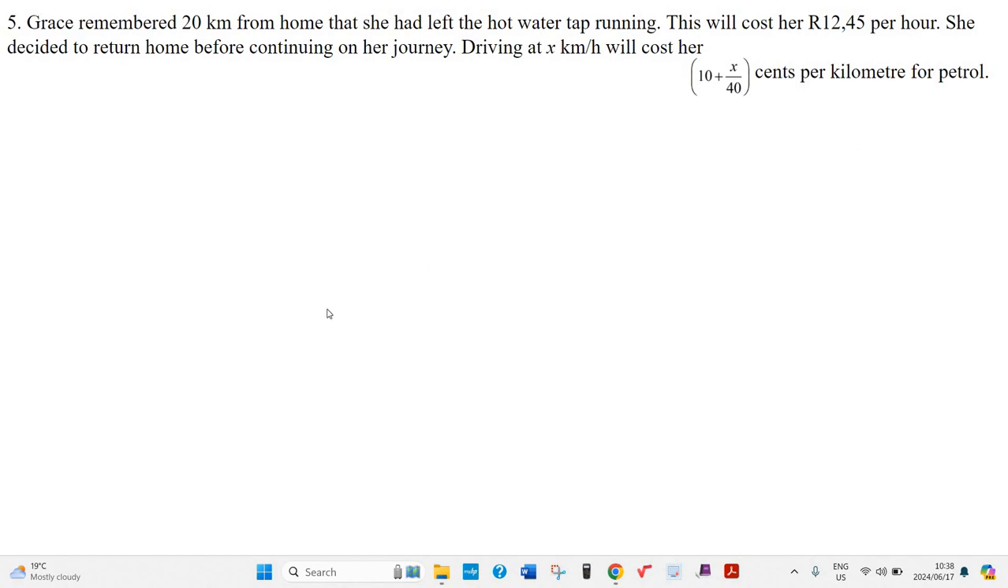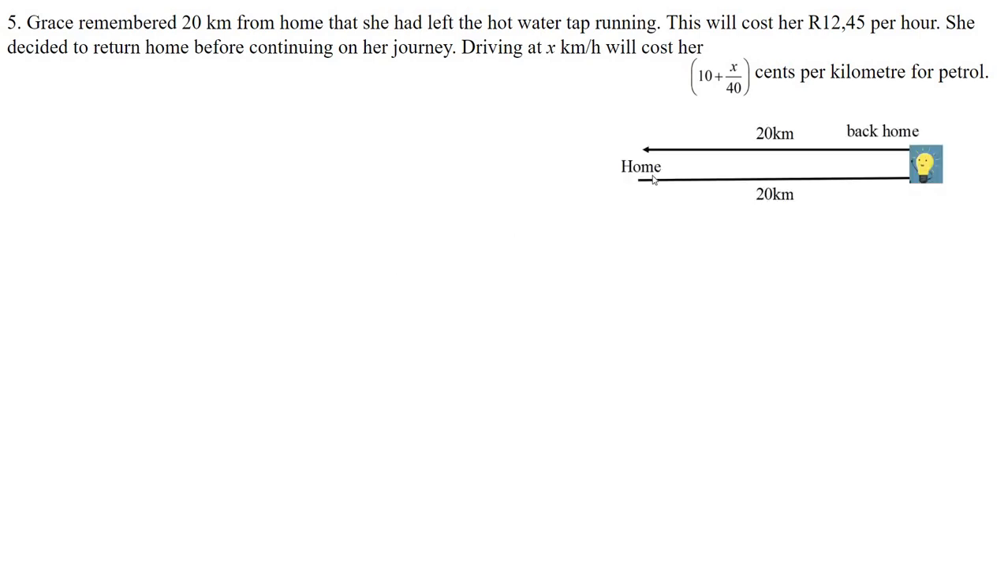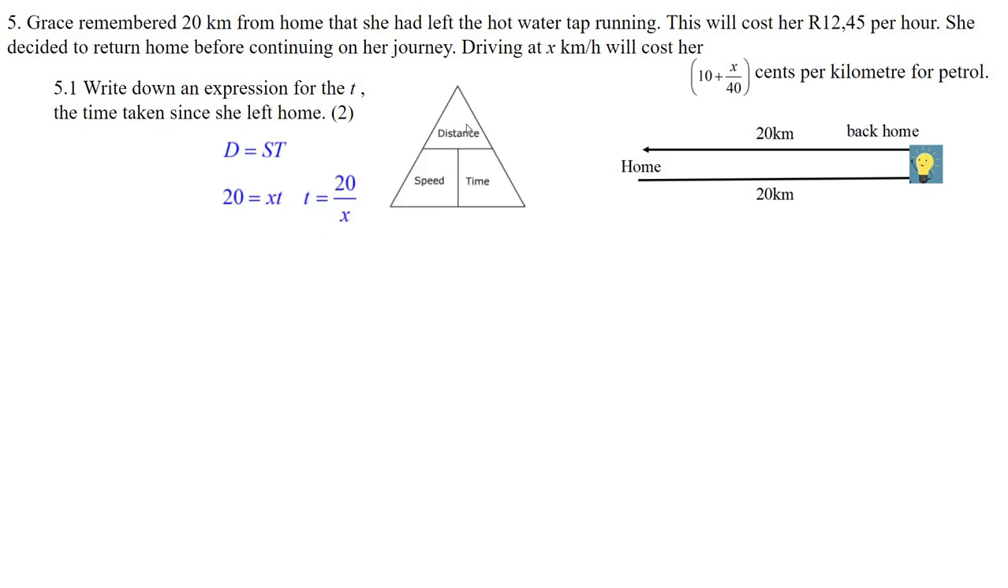Now, the first question is kind of helping you figure it out because it says, I drew a little picture, just 20 kilometers and then 20 kilometers back home. The first question says, write down an expression for t, the time taken since she left home. Well, that's just knowing this little triangle thing. Time is distance over speed. It's the 20 kilometers divided by the x kilometers per hour. That tells me how many hours she's traveled since she's from home.